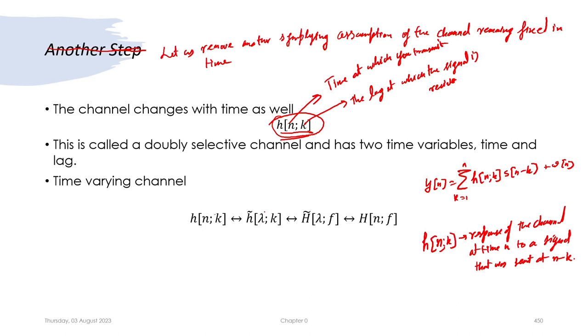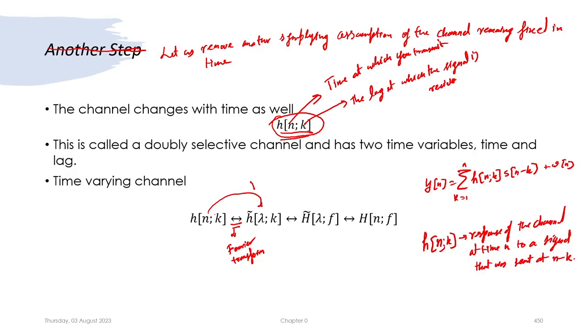And if we take the Fourier transform across the time variable, we go from the time domain to what is known as the Doppler domain. If we take the Fourier transform across k, we go from lag, or delay, to frequency, and so the channel can be represented using four functions: the time-lag, the delay-Doppler, the Doppler-frequency, and the time-frequency modes.